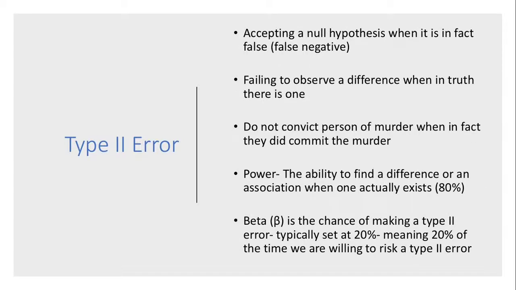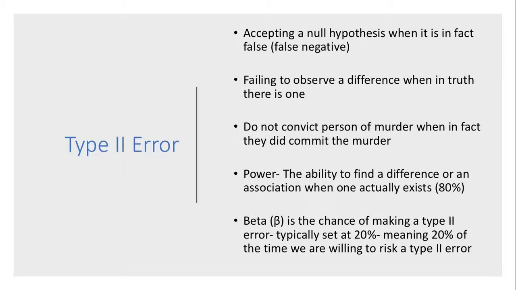Now, a type 2 error is accepting a null hypothesis when, in fact, it is false. It's a false negative. And this typically has to do with sample size or the power of a study to find a difference. So this is failing to observe a difference when, in truth, there really is one. This is a common problem in a lot of medical research, and certainly even in anesthesia studies, especially if they don't do a power analysis or get a good estimate of what we call an effect size. So this is where you do not convict a person of murder when in fact they really did commit the murder. And so that would be a type 2 error.